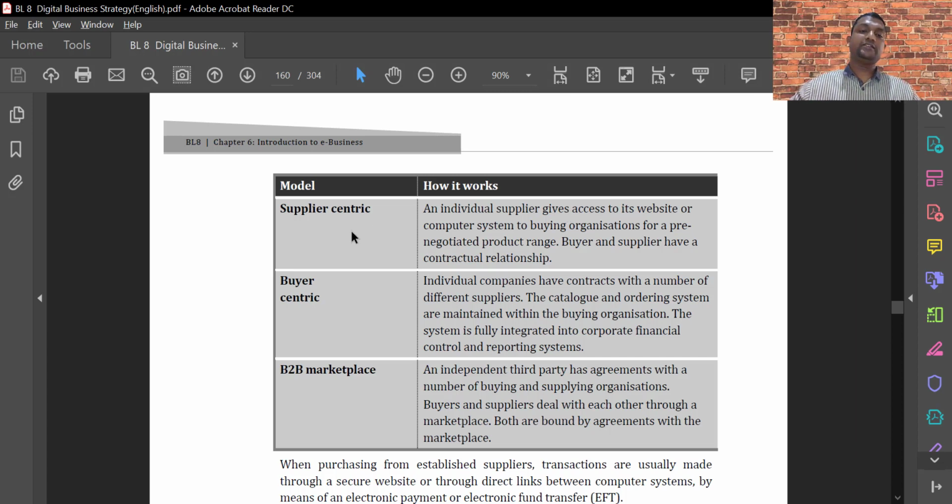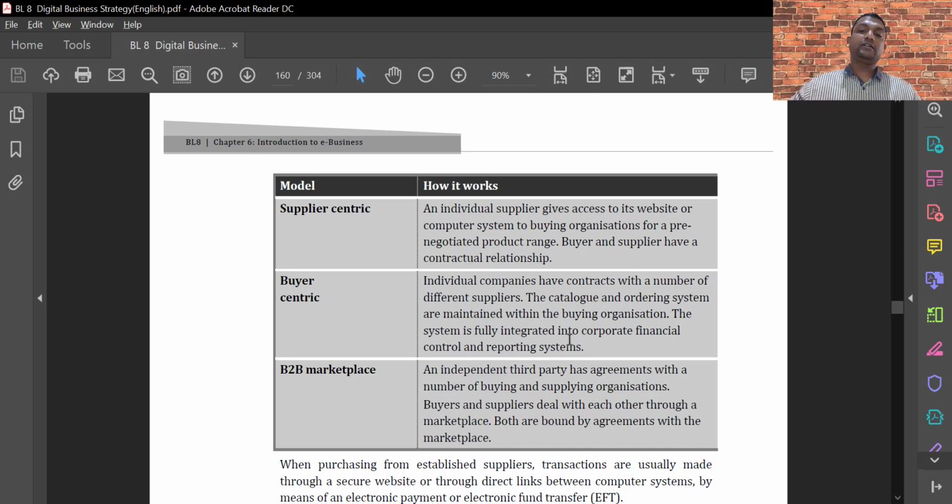So the supplier is maintaining the portal so that buyers can log in and buy. And then the other way around, buyer centric. Individual companies have contracts with different suppliers, which is the most common way of buyer-supplier relationship. So the catalog and ordering system are then maintained in the buying organizations, not the supplier.